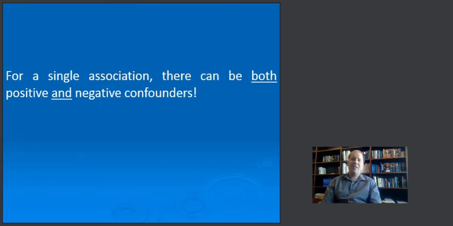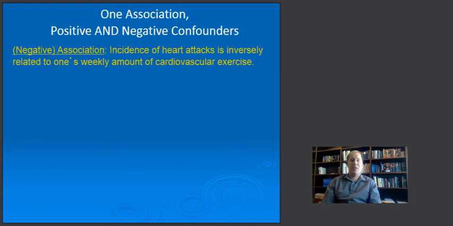And here's where it gets even more complicated in all of this measure. For a single association, there can be both positive and negative confounders. Here's an example. Take the fact that the incidence of heart attacks is inversely related to one's weekly amount of cardiovascular exercise. That is, if I exercise more, it's observed that it is linked with a decrease in the number of heart attacks. Remember, linkage means association, and association is not causation. But we could ask the question, does exercising mean my risk of heart attacks goes down? Well, there are actually both positive and negative confounders to this statement.